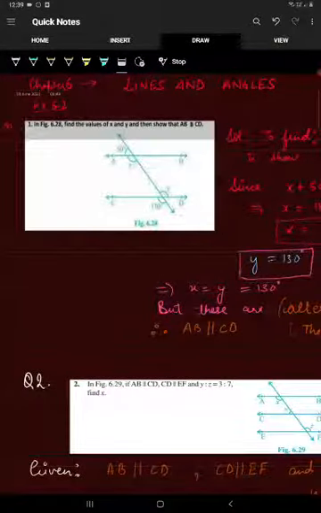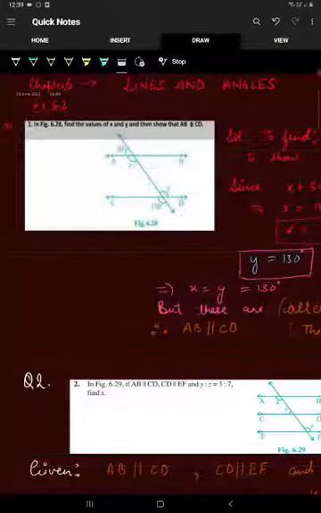In the previous video, we studied the concept of transversal and parallel lines, and in this video, we will do applications of that concept. So, chapter number 6, Lines and Angles, exercise 6.2, question number 1. I have pasted this figure from the NCERT book so that we can have a connection with our NCERT.